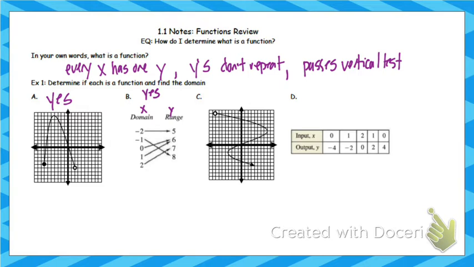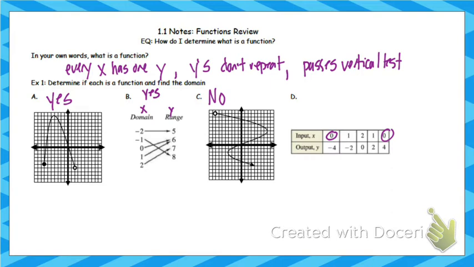However, if you look at C, this fails the vertical line test. If I draw a vertical line somewhere on this graph, it touches more than one point. Since it fails that test, this is not a function. Okay, because again, some x's have more than one y. All right, let's try again looking at the table. If I look, those x's have two different y values. The x's repeat. Okay, so those x's have more than one y value.